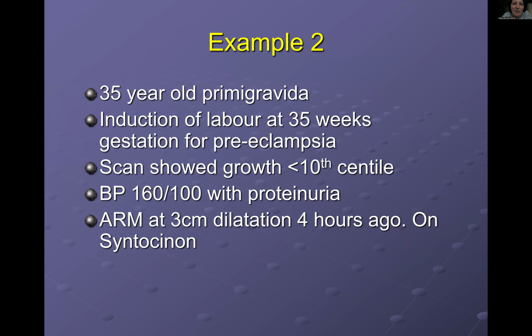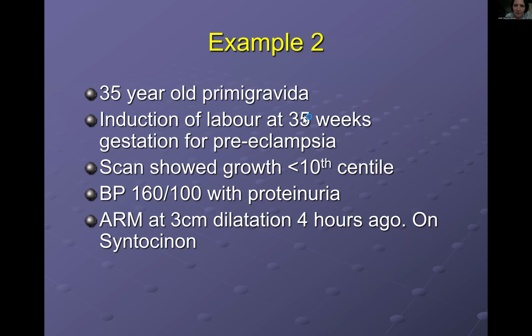So Philip, we've got a 35-year-old primip. She has been induced at 35 weeks because of preeclampsia. And she had an IUGR as well. I mean, the scan showed growth which was below the 10th centile. And her blood pressure at the start of induction is high, and she has proteinuria. And she had an ARM, rupture of membranes at 3 centimeters. That was 4 hours ago. She was started on oxytocin, and this is her trace.